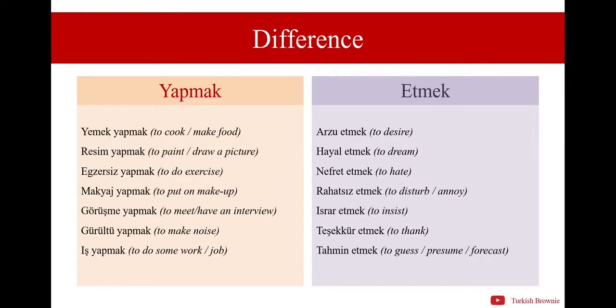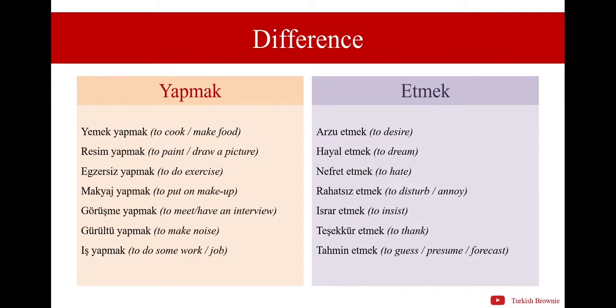Let's look at these examples closely side by side. So yemek yapmak means to cook or make food. Here some physical activity is involved because you're cutting food, you're mixing, and you're cooking. I mean, it's a physical process. Whereas in the case of arzu etmek, no physical activity is involved. You see, it's a feeling, it's a desire, it's a wish, it's an expression. So it's not really a physical activity. So we use the word etmek.